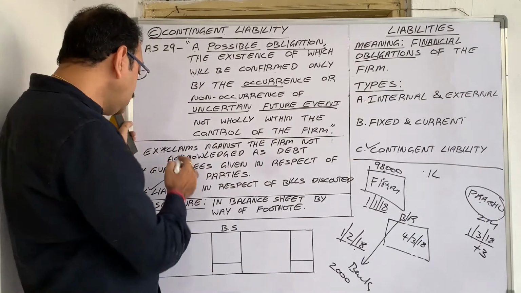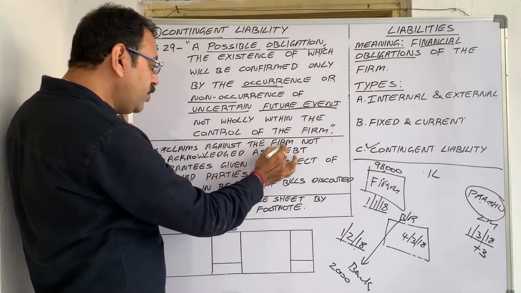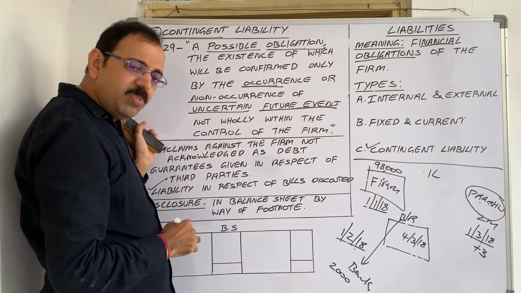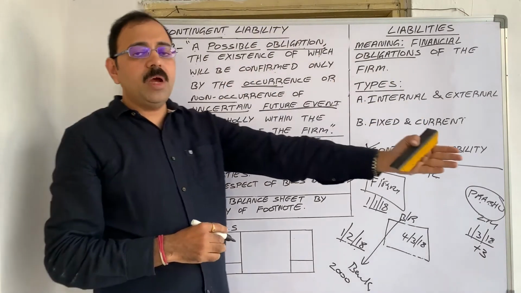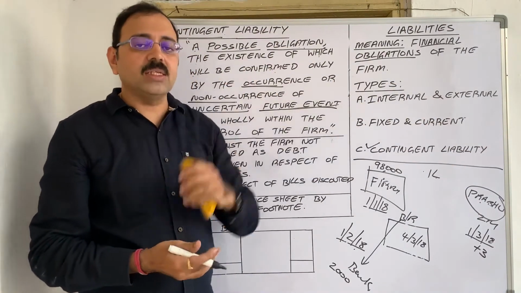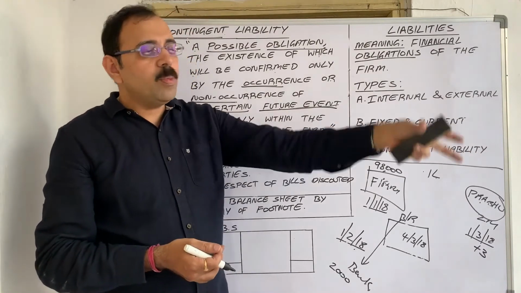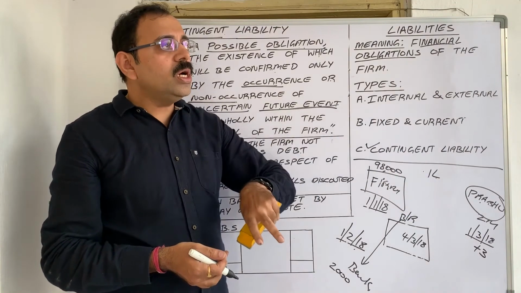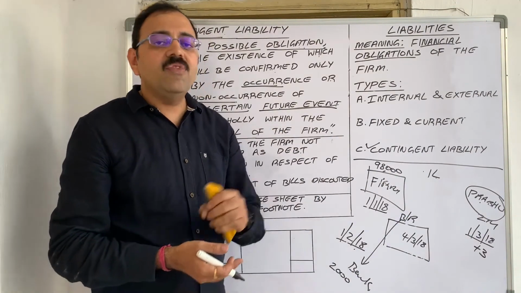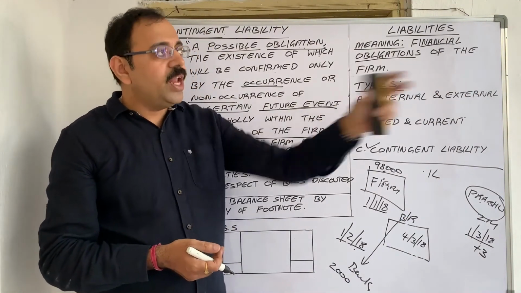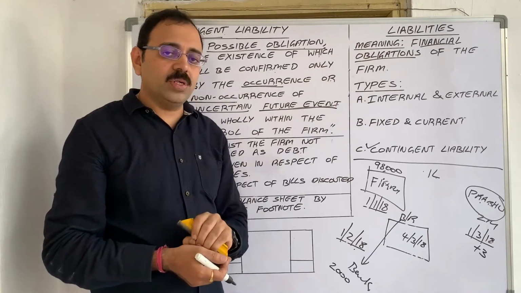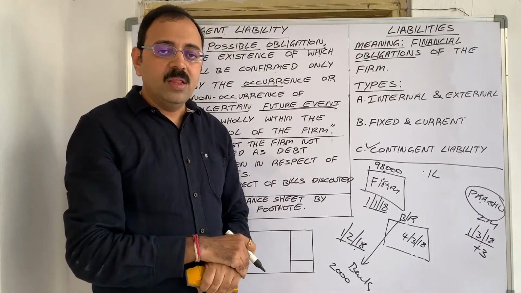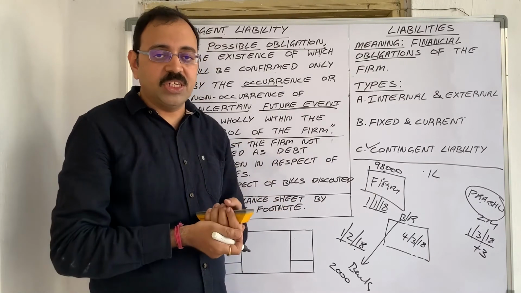See the other examples. Claims against the firm not acknowledged as a debt. What is the meaning of that? One customer filed a case against us. He used our product. He is thinking that due to the substandard quality of that product, he suffered a loss. He filed a case in court. If judgment comes in favor of that customer, then the firm has to pay the compensation.